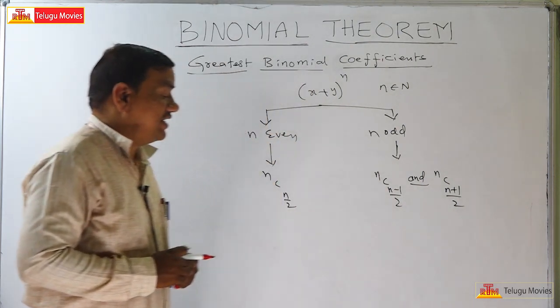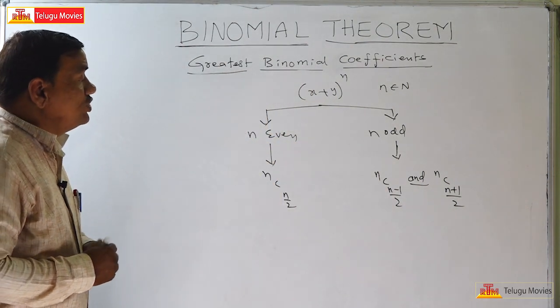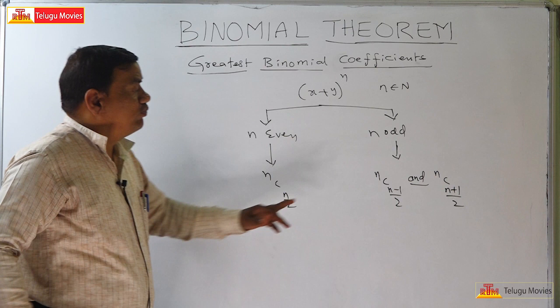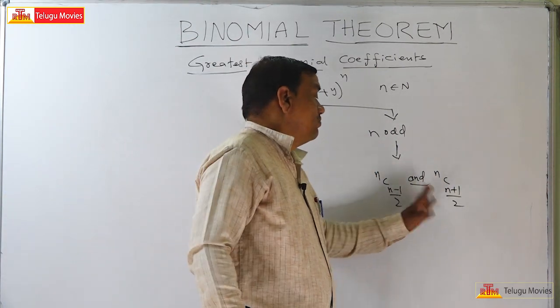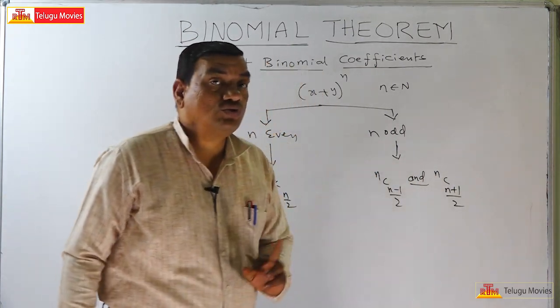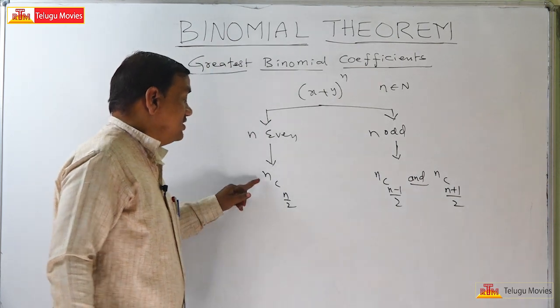So plus, if you add it, n plus 1 by 2. So these two are the greatest binomial coefficients. Both same answers you will get. Those two are the greatest binomial coefficients. This is nCn/2.